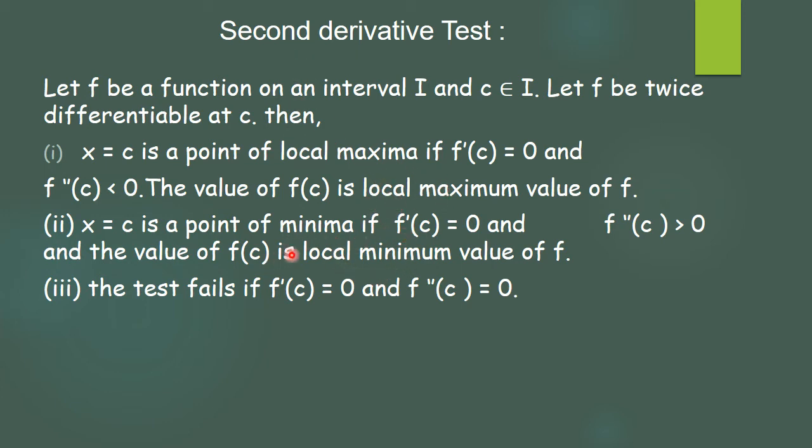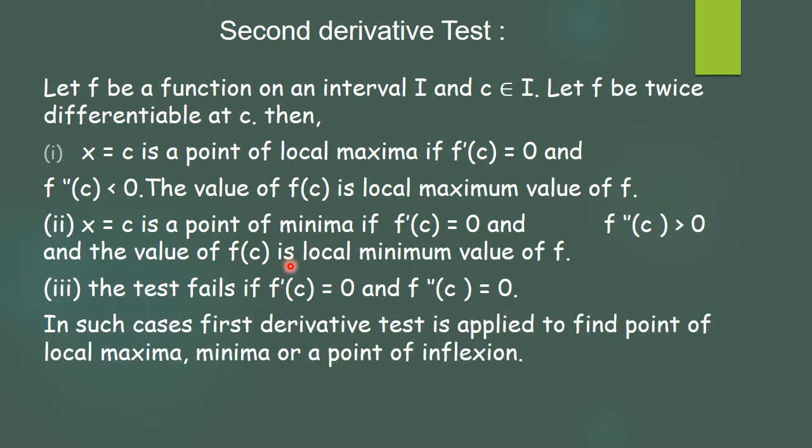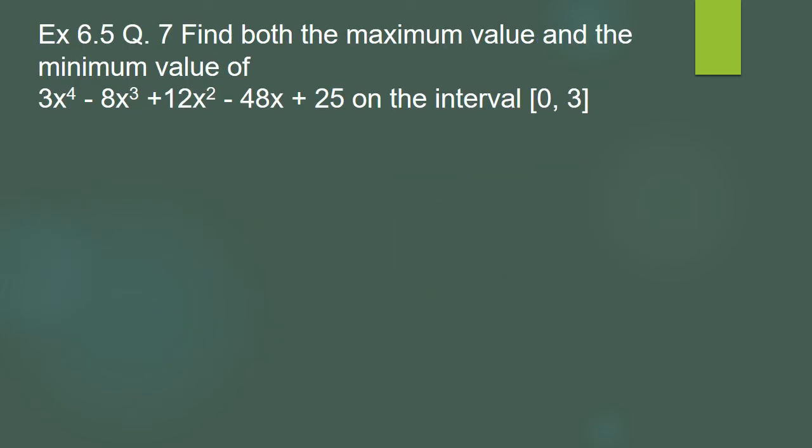And when the second order derivative test fails, we have to find the local maxima and minima point or the point of inflection by the first order derivative test only. So the second order derivative test becomes easier to solve than the first order derivative test. Now to understand this, we will go with one of the examples.